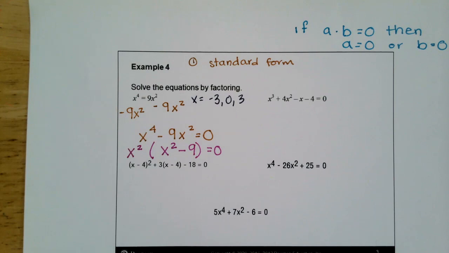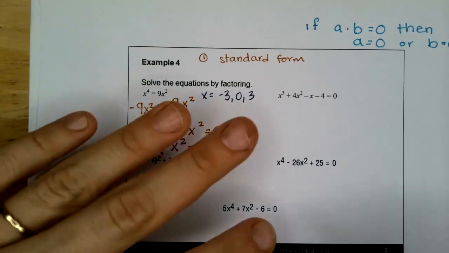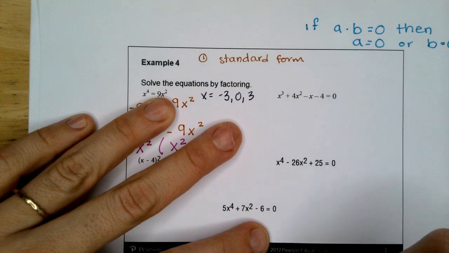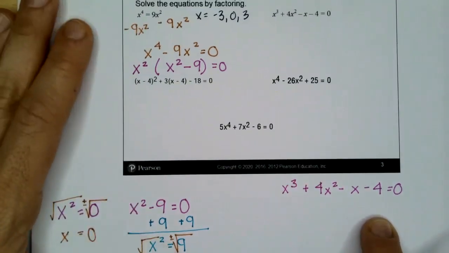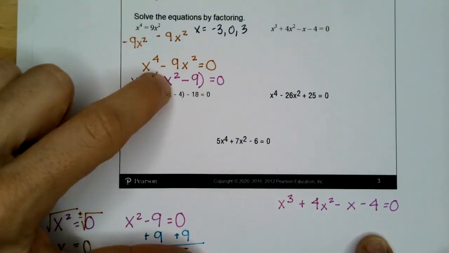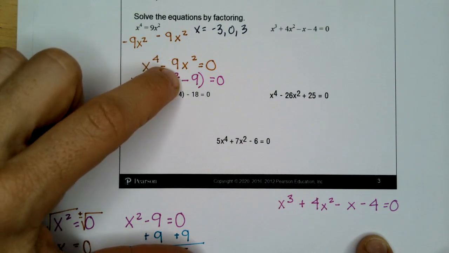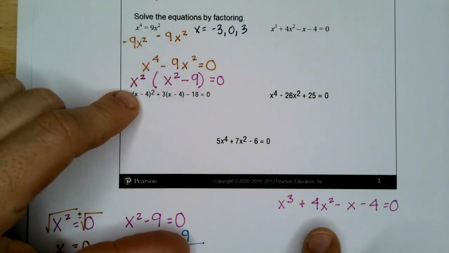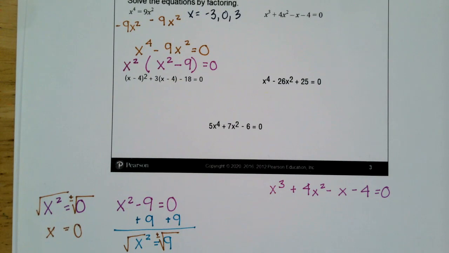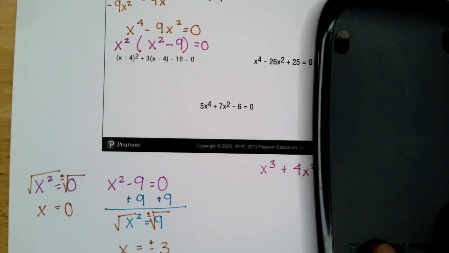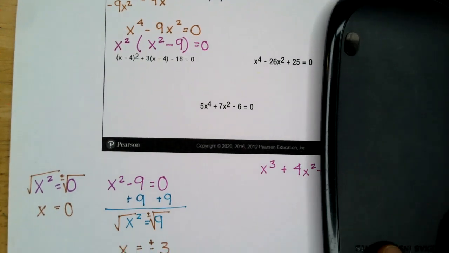All right, what I would do for this one is factor by grouping. X cubed plus 4x squared minus x minus 4 is 0. It's in standard form. Once we put it into standard form, I could see that both the x to the fourth and the negative 9x squared, you could factor out an x squared. Here, I can't factor anything out of all 4, so I'm going to factor by grouping. My first 2 terms are x cubed plus 4x squared.